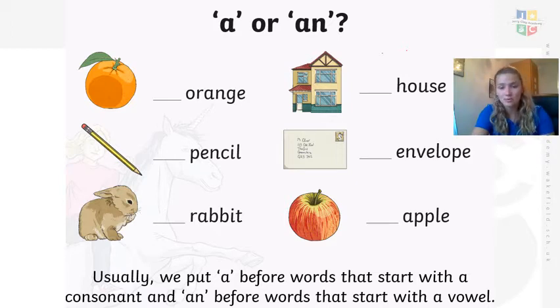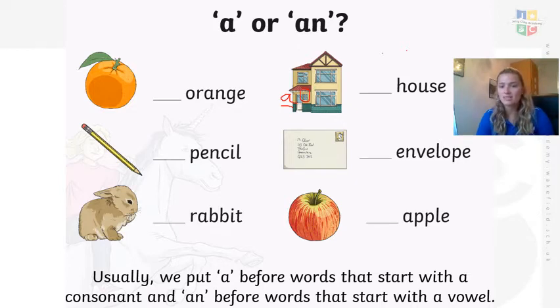So usually I would put a before it. So we would say a house. You wouldn't say an house because it doesn't make sense. If I put that into a sentence, there is a house at the end of the garden. You wouldn't say there is an house at the end of the garden. Because if we use the word a, it means that the starting letter on the next word must be a consonant and not a vowel.